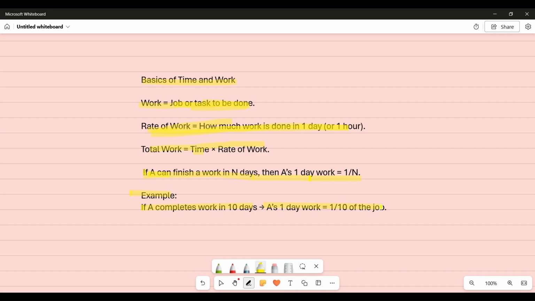We will understand time and work in full depth, and I will provide as much information as possible in a single video, to master time and work and get high marks in your placement and other competitive exams.